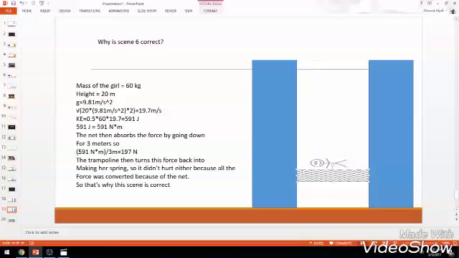The force then will be 591 divided by the 3 meters, which is equal to 197 Newton, which will be the force used to push her back up, and also a little bit of the force is absorbed by the body. So that's why this scene is correct. First she falls down, the net absorbs most of the force, she will get pushed back up by the 197 newtons, and she will not be harmed that much, because most of the force was absorbed by the net. And that's why this scene is correct.